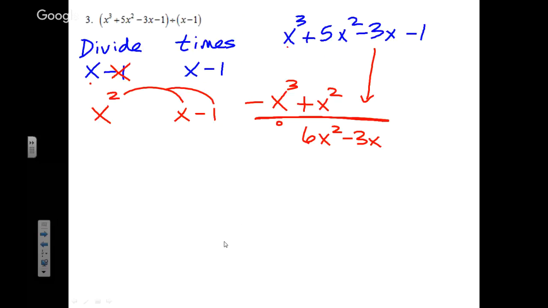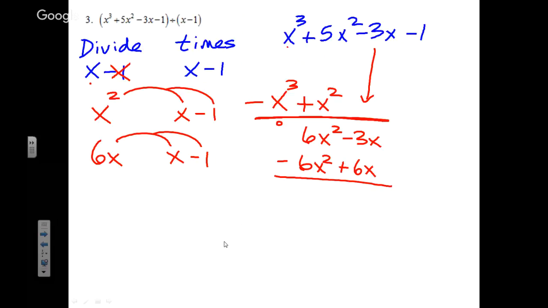6x squared divided by x again. Okay? So 6x squared divided by x is 6x. And then as soon as I do that, I'm going to times it by what I'm dividing by just to see what I'm taking away. So I get 6x squared. 6x times -1 is -6x. As soon as I draw my line, I switch the signs because I'm saying I'm timesing by this to see what I take away. 6x squared minus 6x squared is elimination, 0.